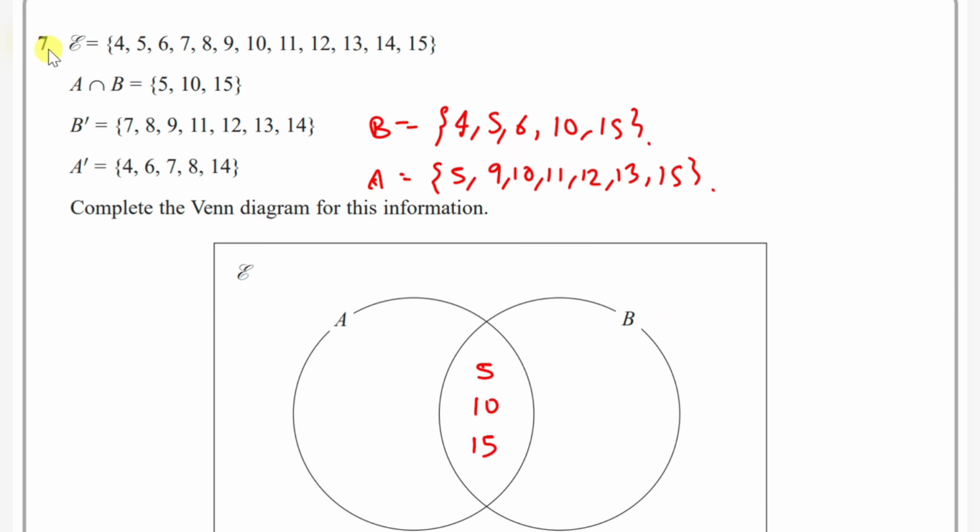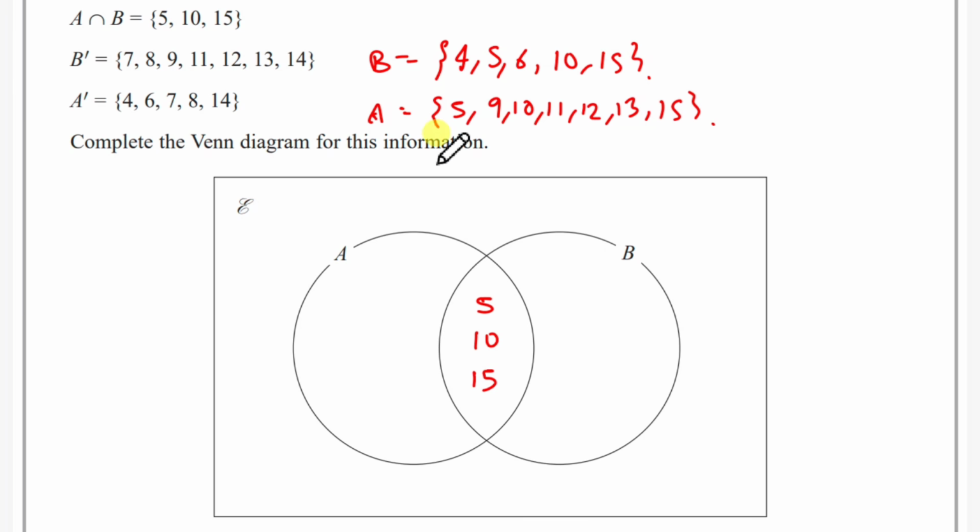Now here comes the part where we have to spot. Remember what I said over here? This is what A and B have in common. Well, we know A and B have a 5, 10, and 15, so we can immediately circle the ones that are exclusive to just the rest of the circle. So we've got 4 and 6. These two go inside the B circle, 4 and 6.